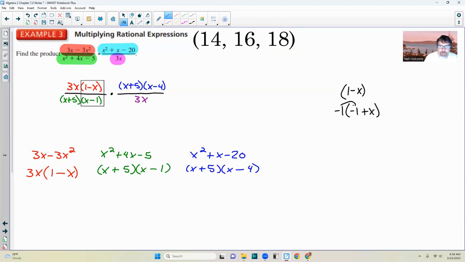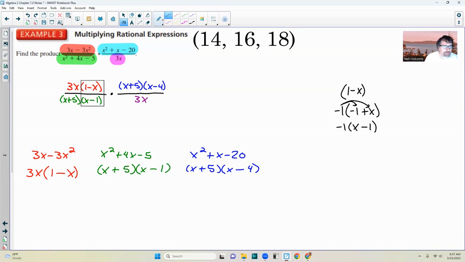And in order to get a negative here, it's a negative times a positive. So if I distribute, negative times a negative is positive, 1 times 1 is 1. Distribute, negative times a positive is negative, 1 times x is x. So now I have this, but I can rewrite that with the x first: positive x minus 1. So as you can see, I have an x minus 1 here.